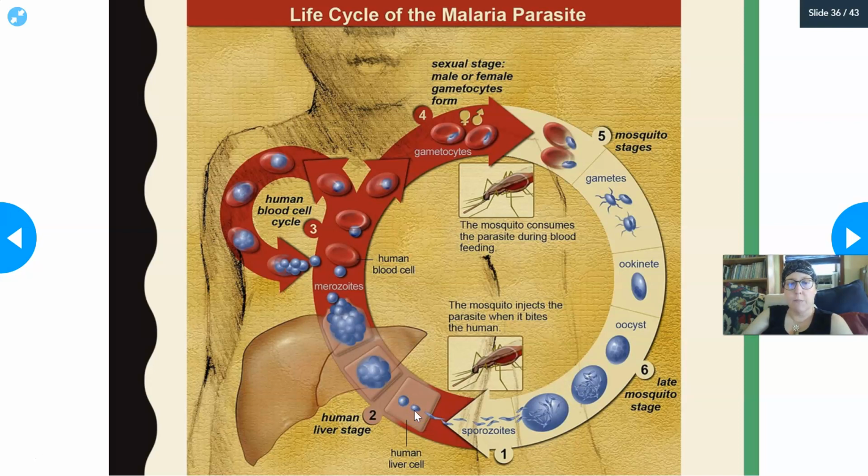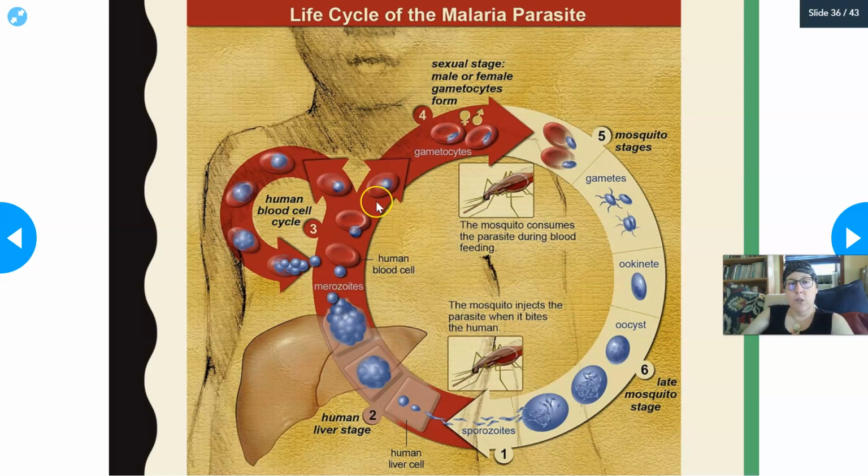a hepatocyte. And it has a stage there, so it's going to grow during the human liver stage. It's going to grow and grow and duplicate. And once there's so much that the liver cell can't contain it, that liver cell will burst and release these merozoite forms into the bloodstream. So these merozoites leave the liver and go into the bloodstream, and they will enter into the red cells. So they will attach to a red cell and enter into the red cell.